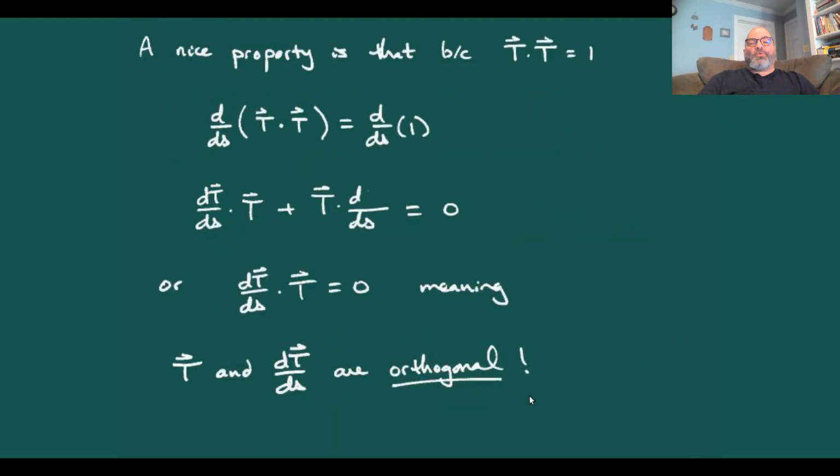And so this nice property, because we take the dot product and it's always 1, if we take the derivative with respect to arc length of both sides, what we end up with is something that looks like the product rule on the left, and on the right side, because we're taking the derivative of a constant, we just get 0. Now what that means is that the derivative of the unit tangent vector dotted with the unit tangent vector gives us 0, so that the unit tangent vector and its derivative are really going to be orthogonal vectors.